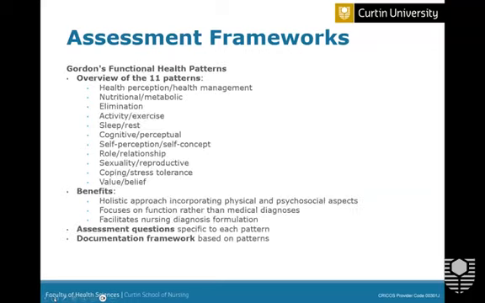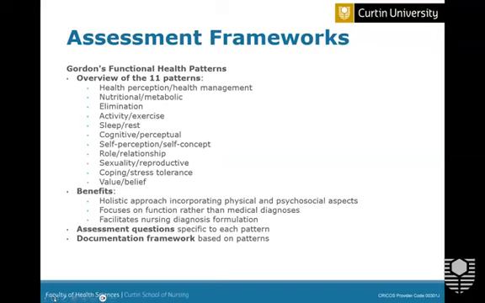In comparison, when we look at assessment frameworks, we've got the Gordon's functional health pattern, and here we've got functional health patterns such as health perception, health management, nutrition, metabolic, elimination, activity, exercise, sleep, rest, cognition, perceptual, self-perception, self-concept, roles and relationship, sexuality and reproductive, coping and stress tolerance, and value belief. So in the functional health pattern approach, the body systems are embedded within each of those relevant areas.